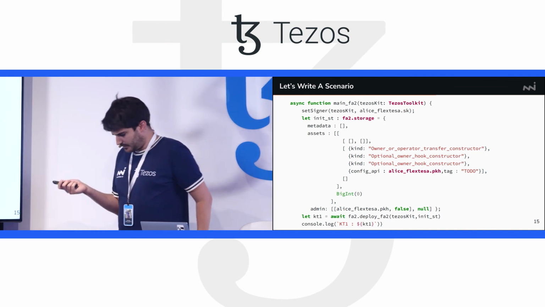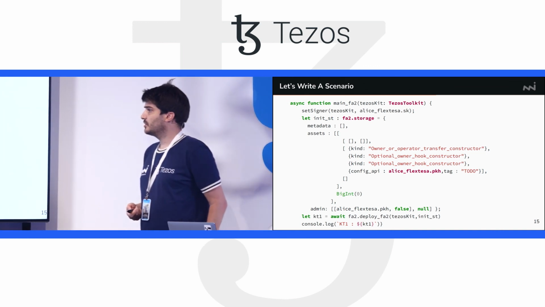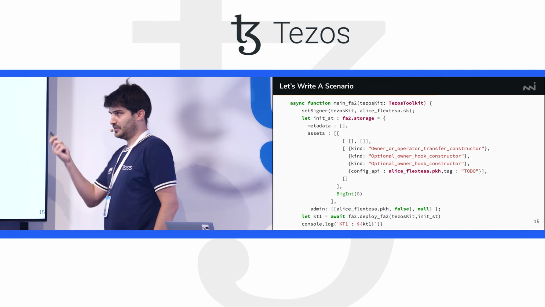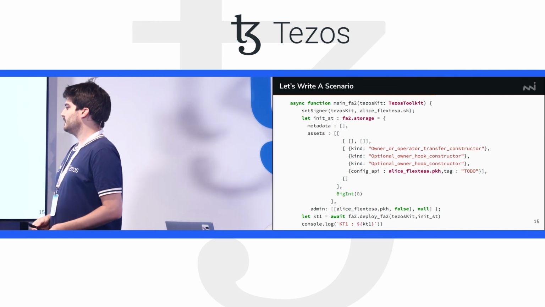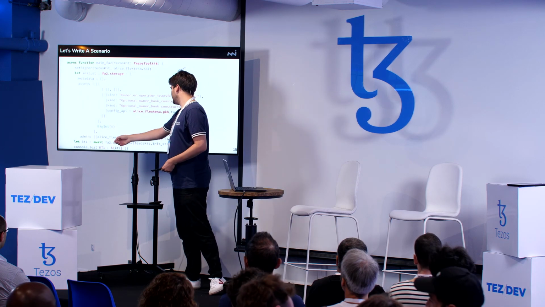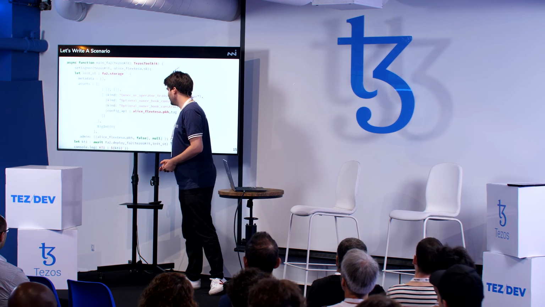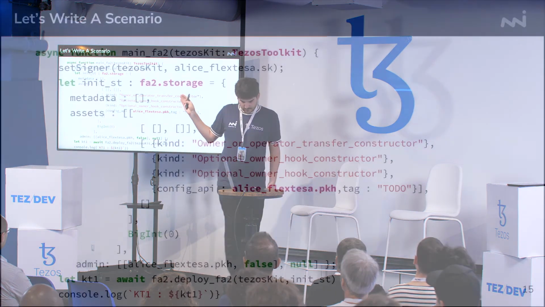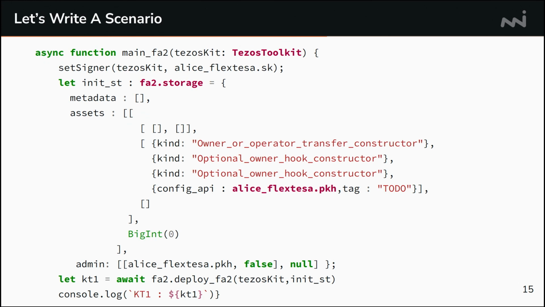Okay, and so using this, you can write scenarios. So once again, using Taquito. Write some initial storage, deploy it. You can start writing the scenario seconds after generating the interface from Functori.